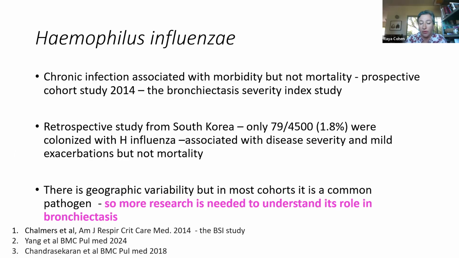Another large retrospective study from South Korea showed, first of all, a much smaller percentage of Haemophilus growth, just 1.8%, which is much less than the European cohort. And they showed that it was associated with disease severity and mild exacerbations, but not mortality and not severe exacerbations. So I want to conclude about Haemophilus that, first of all, it's a common pathogen, although with very large geographic variability. It's very different in different parts of the world, unlike Pseudomonas, which is common in all cohorts. But it is common in many cohorts, and I think we need more research to understand the role of Haemophilus in bronchiectasis. I think we don't know enough about Haemophilus.